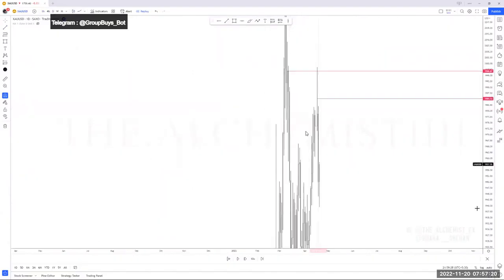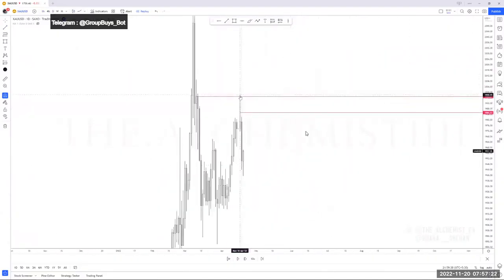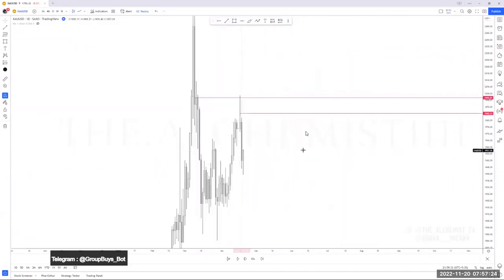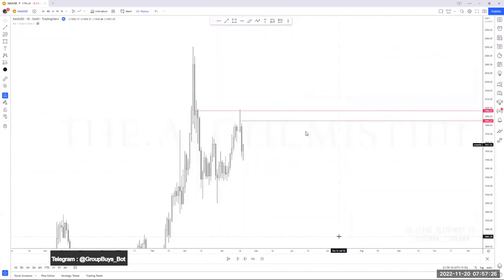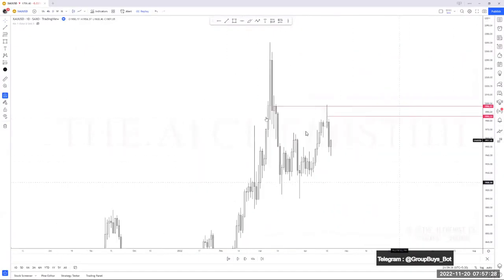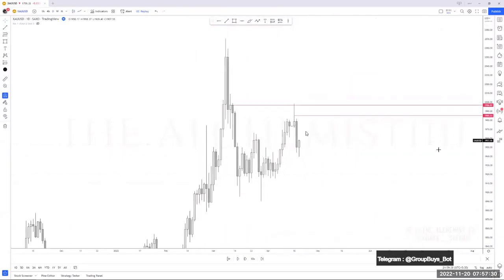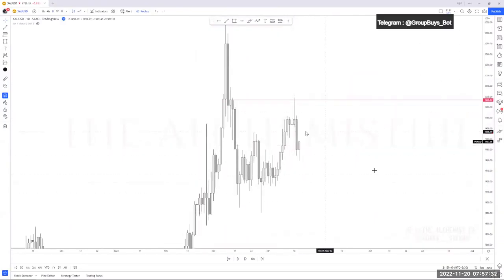Like I told you, for this day, price tapped here on Monday, so you can't wait until Friday. The best thing to do is use the daily, so that way you can wait for the next day, and then you can get the entry.